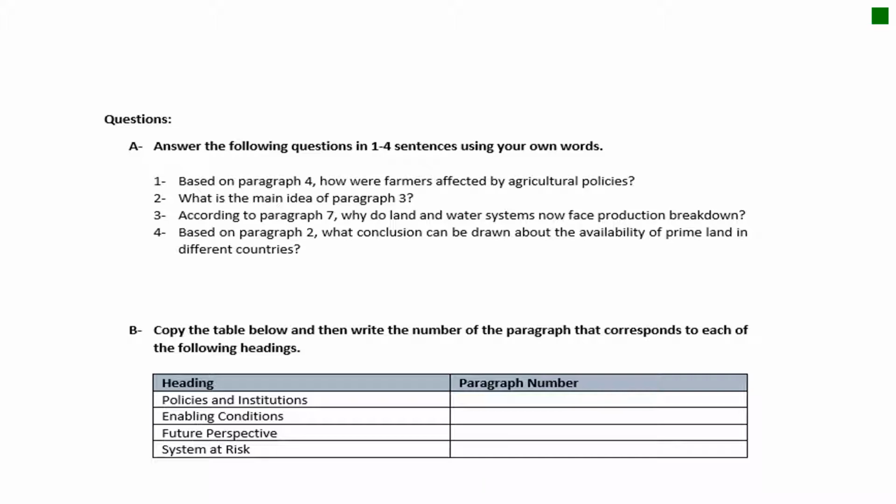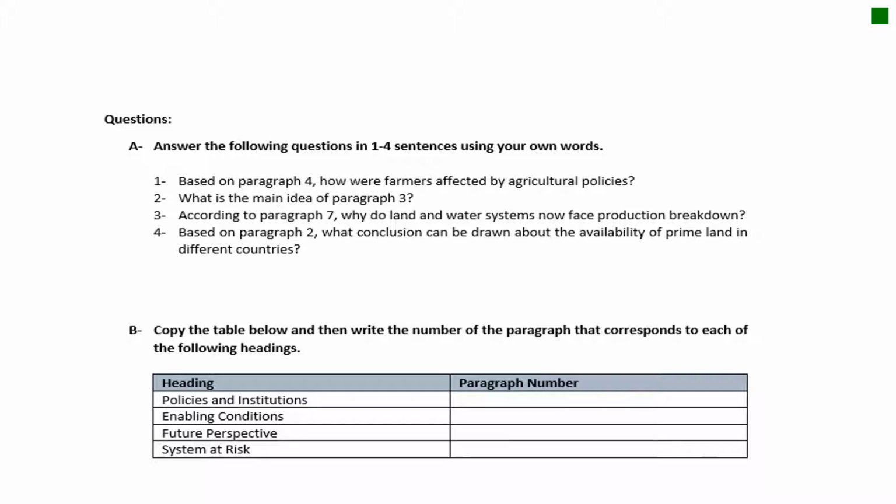Number 2, what is the main idea of paragraph 3? Again, don't copy paste. We usually find the main idea in the first part of the paragraph, but go to the paragraph, read it thoroughly, and then paraphrase what you think the main idea is, particularly the first sentence. After you read it, write it in your own words. What is the main idea of paragraph 3? That needs to be only one sentence.